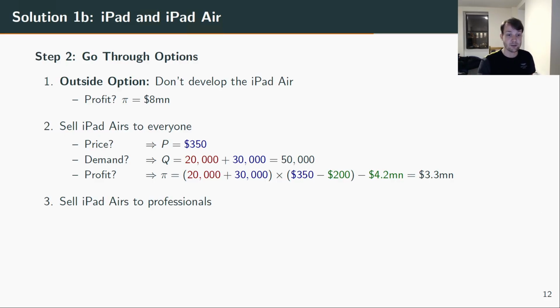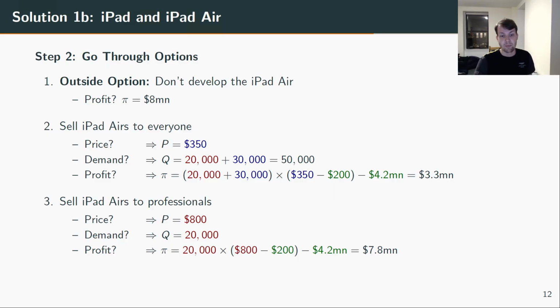If we sell the iPad Air to professionals only, we're going to be able to charge $800. A lot more. But we're only going to sell 20,000 units. The profit is going to be this here now, very similar to selling the iPad Air to everyone, just with a higher margin. But we're investing 4.2 million, so we're only going to make 7.8.